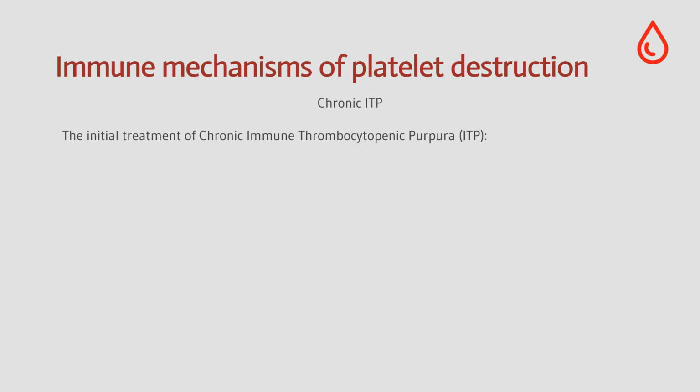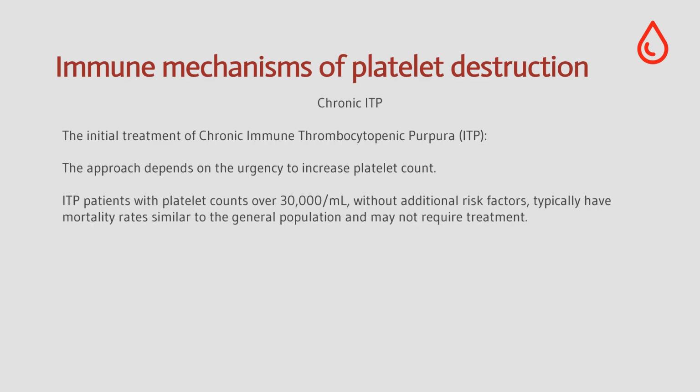Now, let's talk about the initial treatment of chronic immune thrombocytopenic purpura, ITP. The approach depends on the urgency to increase platelet count. ITP patients with platelet counts over 30,000 per milliliter, without additional risk factors, typically have mortality rates similar to the general population and may not require treatment.